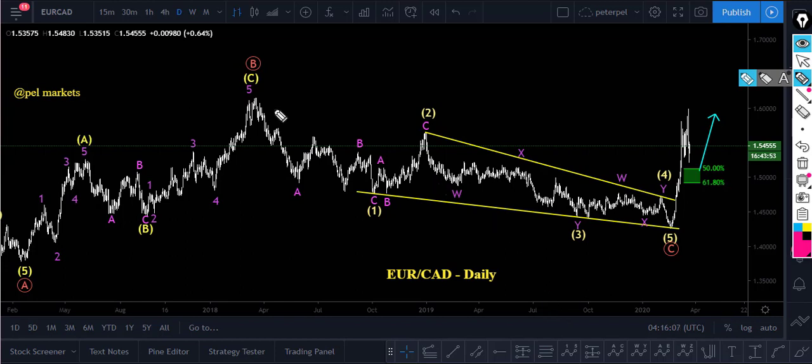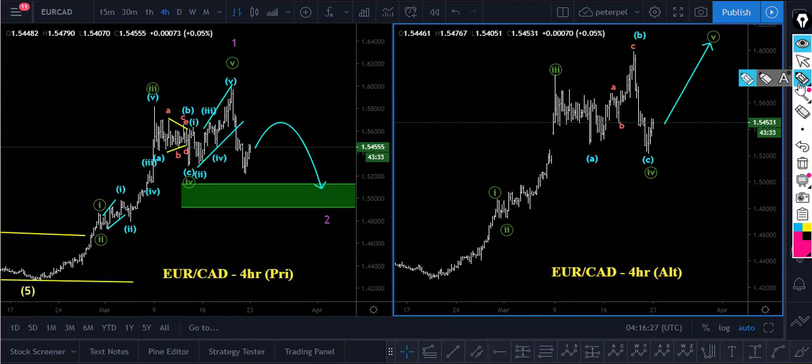On the daily time frame of EuroCAD, we've seen that we finished a corrective move of red wave A, B, C, and wave C ended in an ending diagonal of 1, 2, 3, 4, 5. Then an impulsive wave started. If we go to the lower time frames, we have two alternative counts, our primary count and our alternative count.